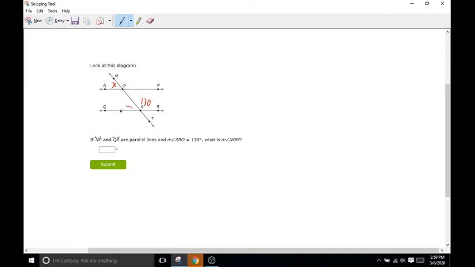Well, we know that these two angles are a linear pair, so they have to add up to 180 degrees, right? So our missing angle here plus 130 has to equal 180 degrees. So we just subtract 130 from 180 and we end up with 50 degrees. All right. And now that we know this angle is 50 degrees and these two are corresponding, what does x have to equal? It has to equal 50 degrees as well.